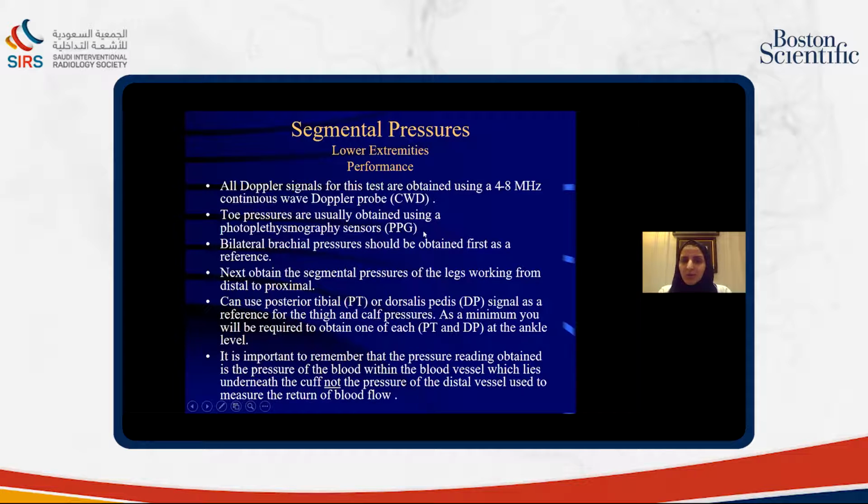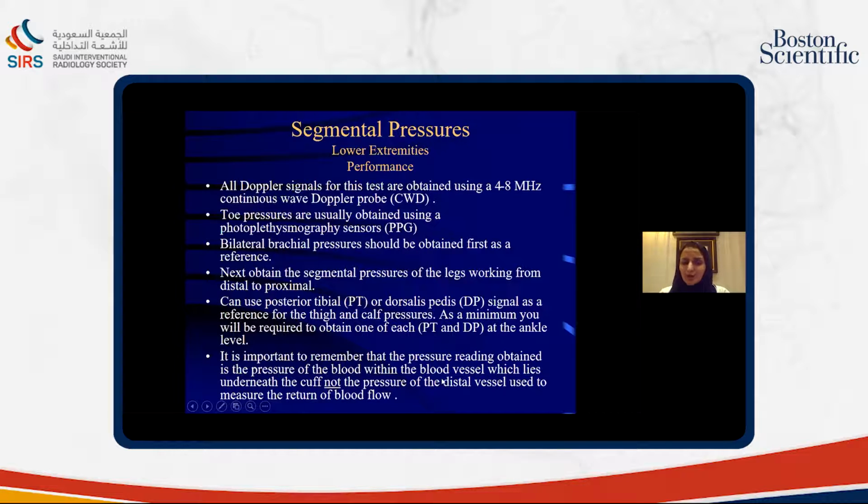Toe pressures are usually obtained using PPG. Bilateral brachial pressures should be obtained first, as we use the brachial pressure for reference. Next, obtain the segmental pressures of the legs, working from distal to proximal. We usually start from the ankle all the way up to the thigh. You can use the posterior tibial and the dorsalis pedis artery as reference for the thigh and calf pressure. At a minimum, you will be required to obtain one of each, posterior tibial and dorsalis pedis, at the ankle level.